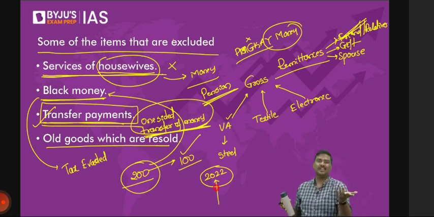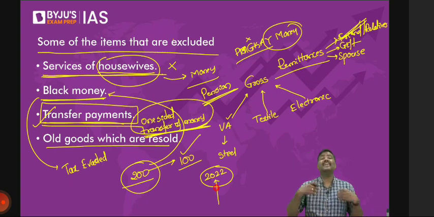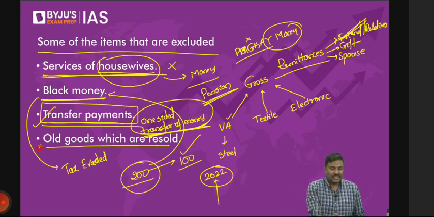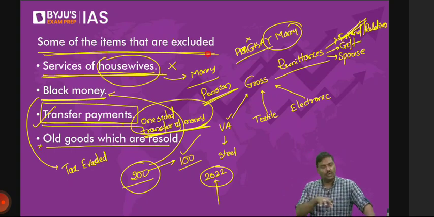So when you're selling the goods, the second-hand goods, etc., or the goods which are already sold in the market, these will not be counted as a part of GDP. These will not be counted again as a part of GDP. So these are some of the things that you're supposed to exclude in the calculation of GDP.